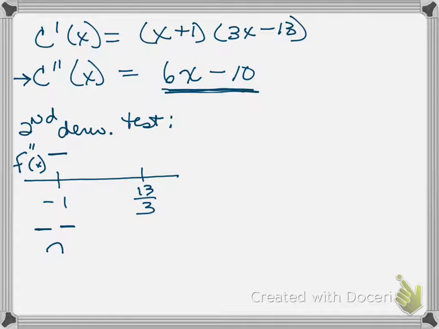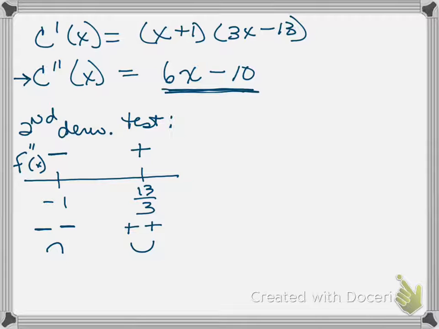Now let's move on to the second critical value of 13/3. If I plug 13/3 into the second derivative, I'm going to get a positive. The second derivative evaluated at 13/3 was positive. This tells me the function's concave up, which affirms the fact that I had a minimum at 13/3. So with every test you have to have a statement.